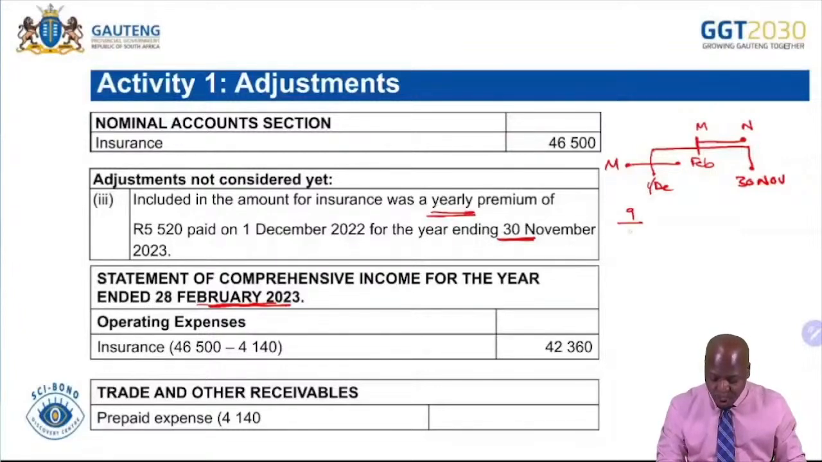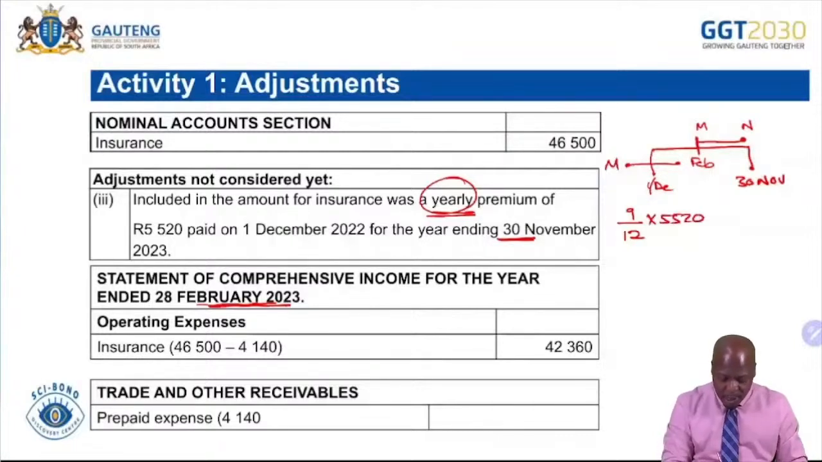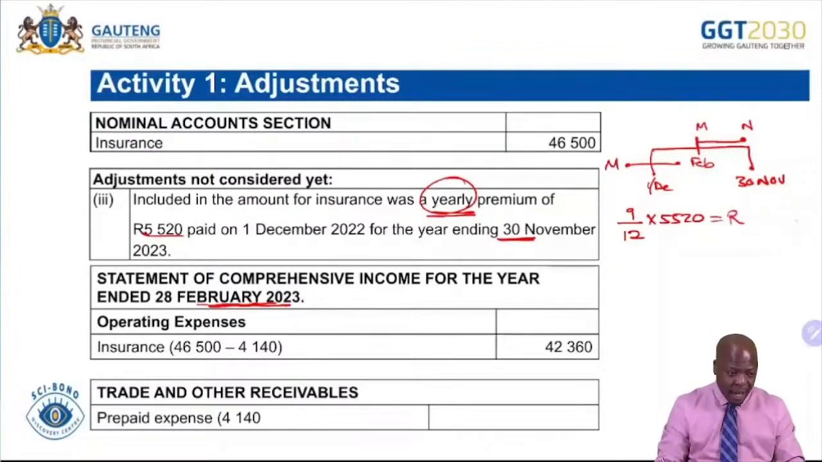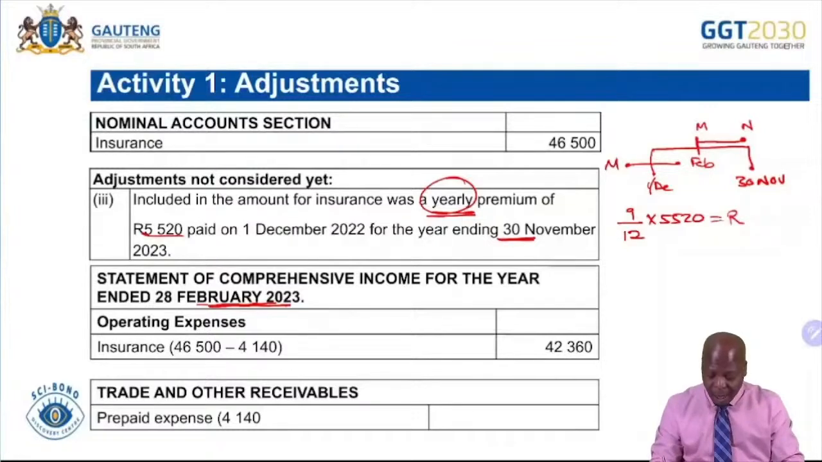So it's 9 over the 12. Why 12? Because here they told us yearly, annual. So it becomes 9 over 12. Then we say multiply that by the 5,520, which is the amount that was paid. We want to know how much then was paid in advance. Let's punch this in our calculators. All right, how much do you get?